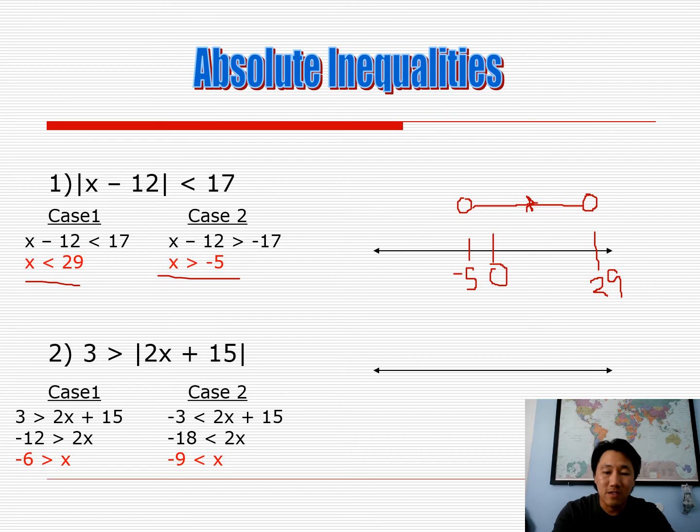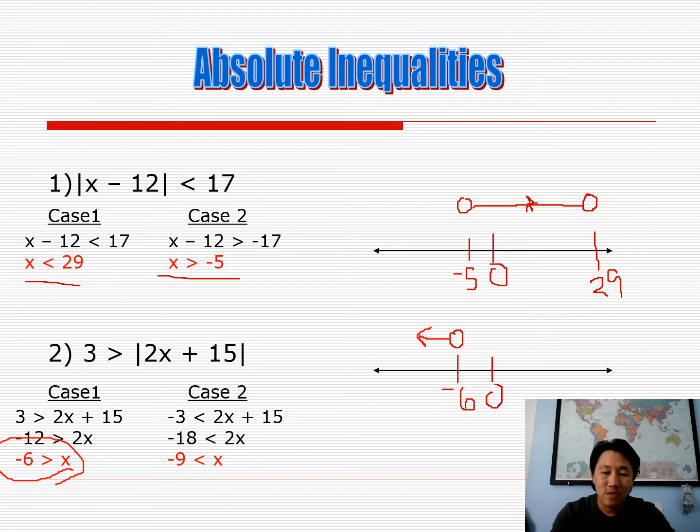Again, always find 0. Negative 6, you can put it somewhere here. It's an open circle. And then, this is the tricky part when you're graphing. It says negative 6 is greater than x. So you have to be careful. This is the same thing as x is less than negative 6. So it actually goes this way.